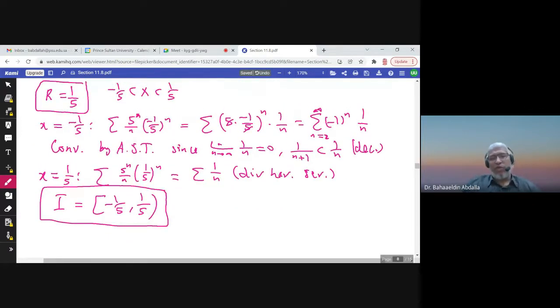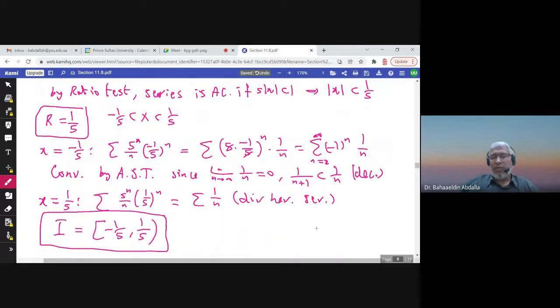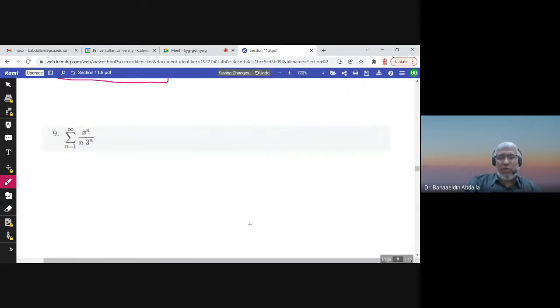And you can also check at the end what is the center here. The center is 0. x to the power n means the center is 0. And 1 over 5 and negative 1 over 5 are the endpoints, and the radius is this distance. So everything is good. Similar questions, similar methods using the ratio test.